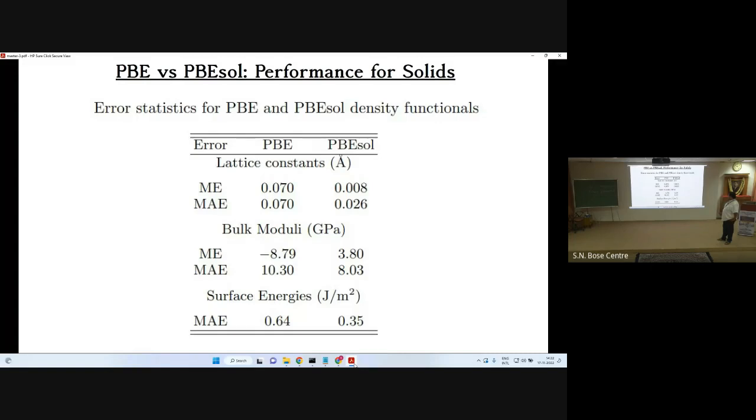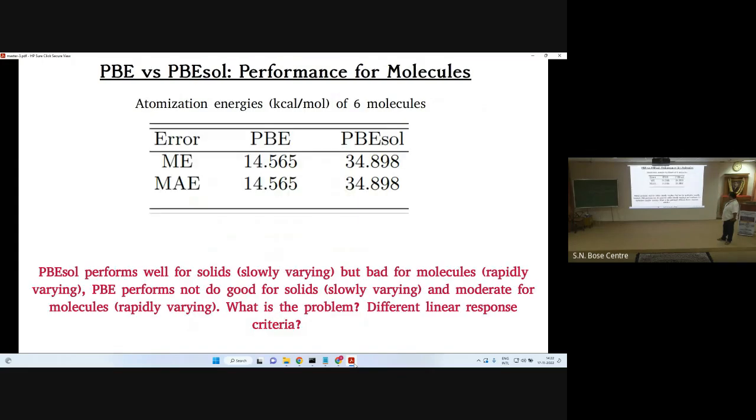If you look at this PBE functional, it is better for molecules, and this one is better for your solids. What you have observed is that this functional performs well for solids with slowly varying density, but it is not good for molecules. However, PBE performs moderately for molecules. So the question is, where does the problem lie? Why is one better and the other one not better?